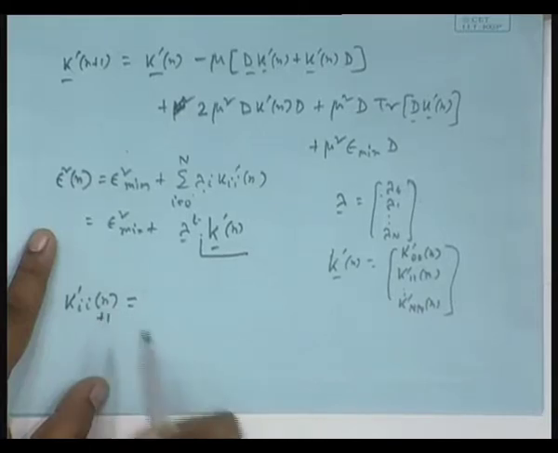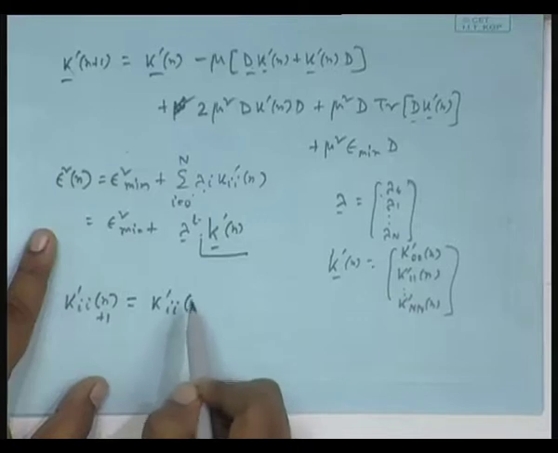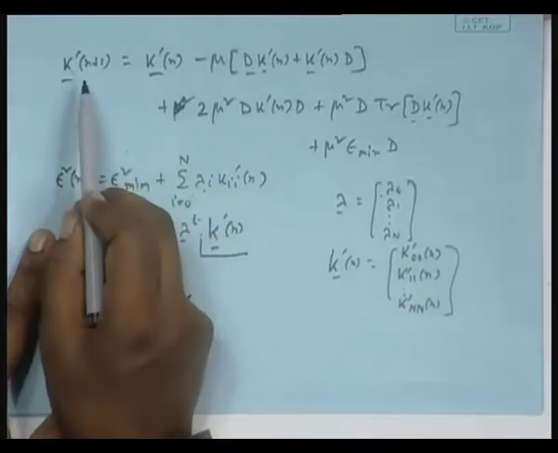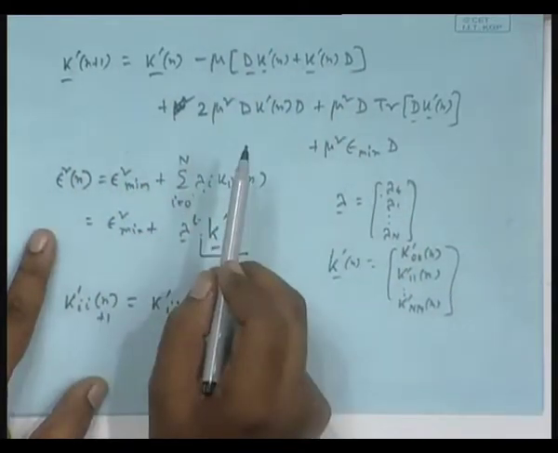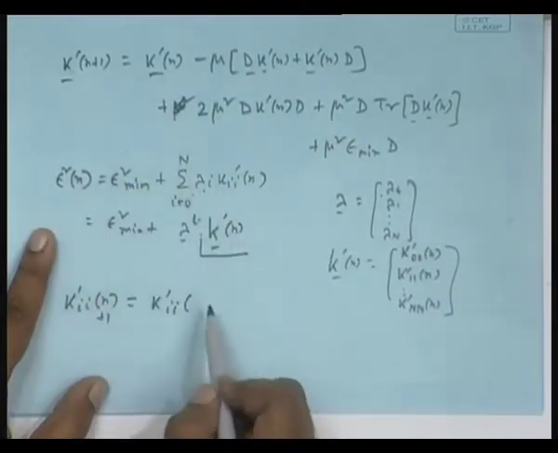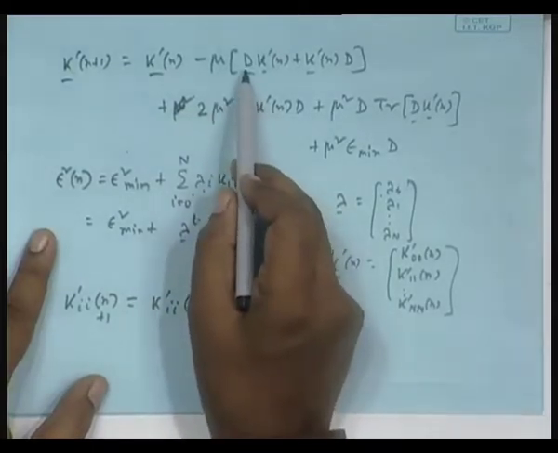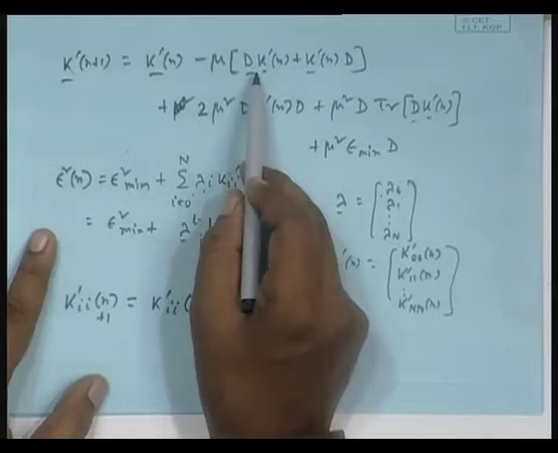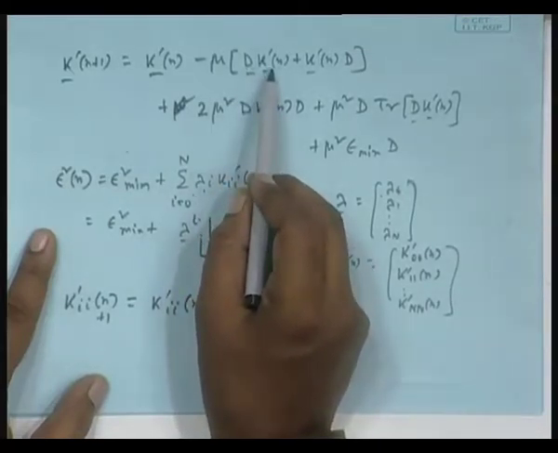Sorry, this is not n, this is n plus 1. This is the K prime I matrix. So, I am bothered about the (i, i)th element of the left hand side and therefore, the right hand side. The (i, i)th element of this is again this minus mu. Now, tell me what it is. The (i, i)th element of D into K prime n.